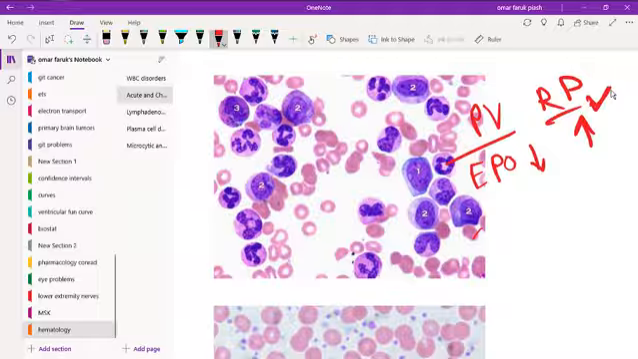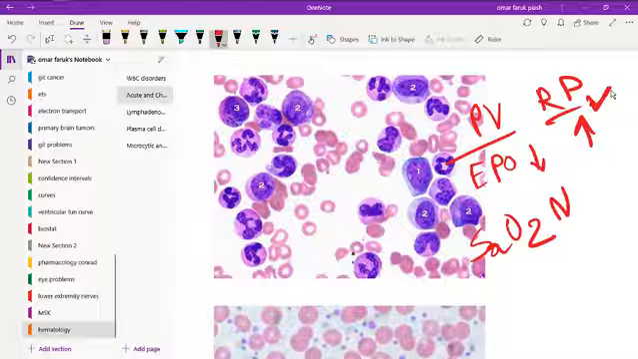On the other hand, if you think about SaO2, in polycythemia vera, SaO2 is normal. In reactive polycythemia, if it is due to lung disease, then SaO2 is decreased. In reactive polycythemia, if it is due to ectopic EPO production, in that case SaO2 is normal.